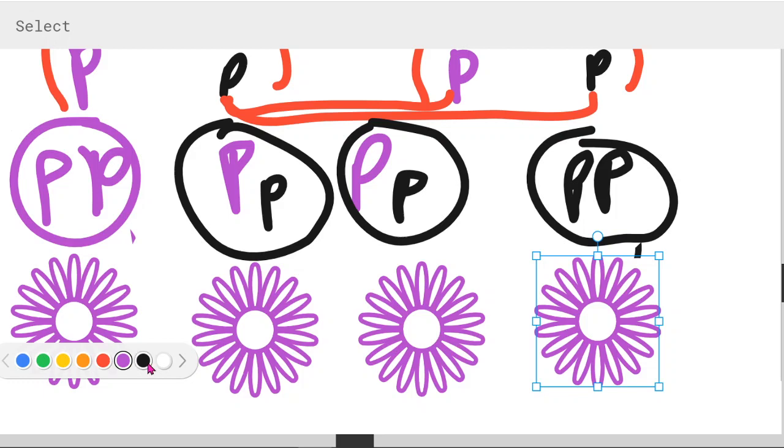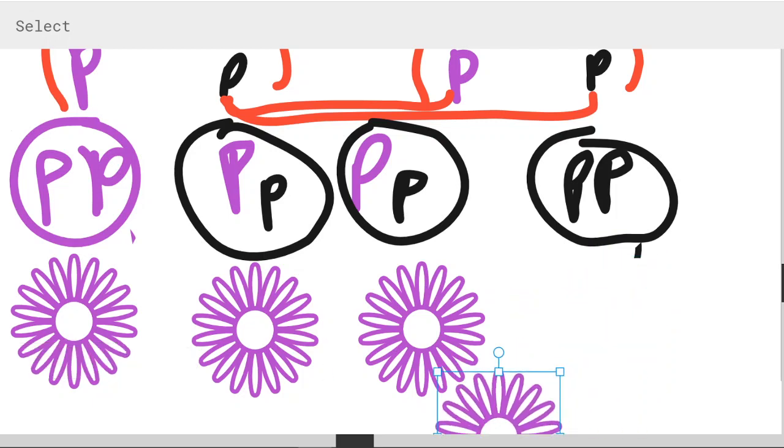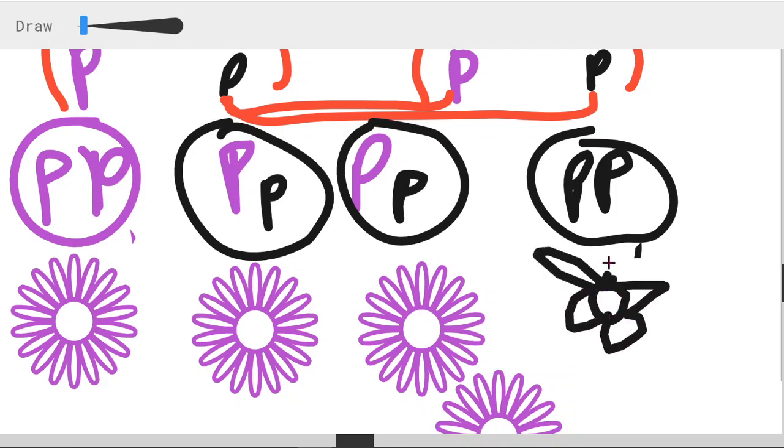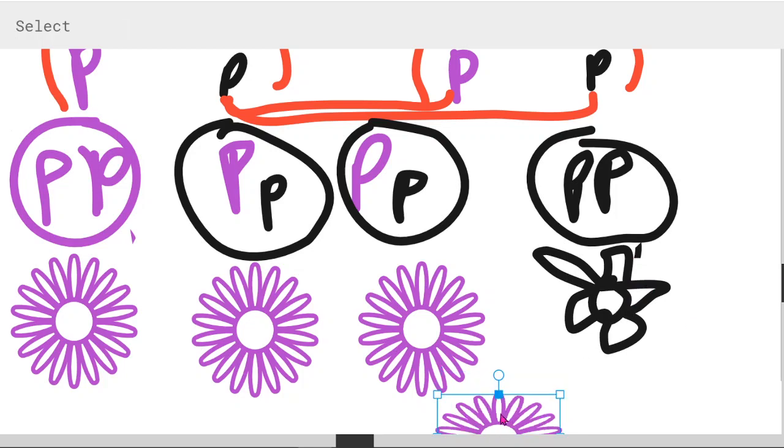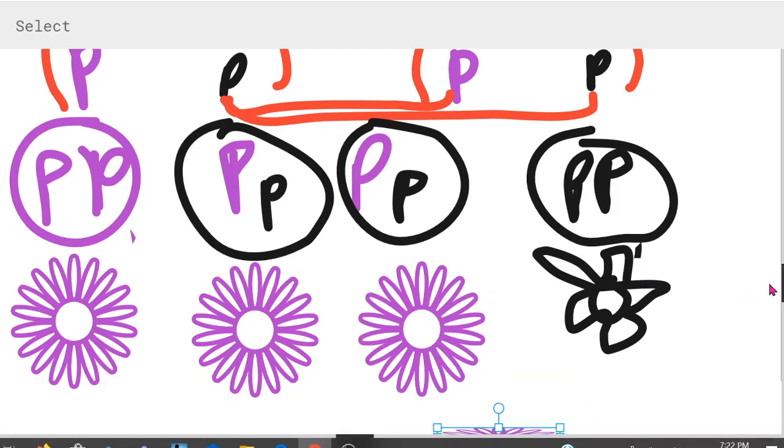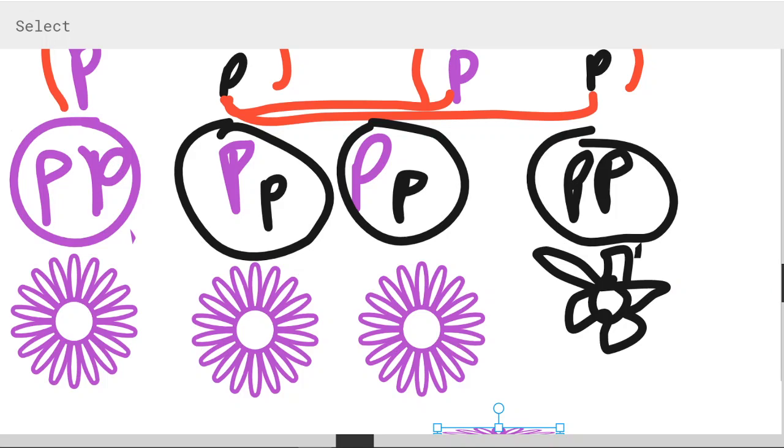Okay, so let's give it that color. All right, it's not letting us. Let's just do it like this. Let's just draw it, okay? All right, so that's our purple plant. Let's hide this one right here. So if you're looking here, surprisingly, we got a non-purple plant.